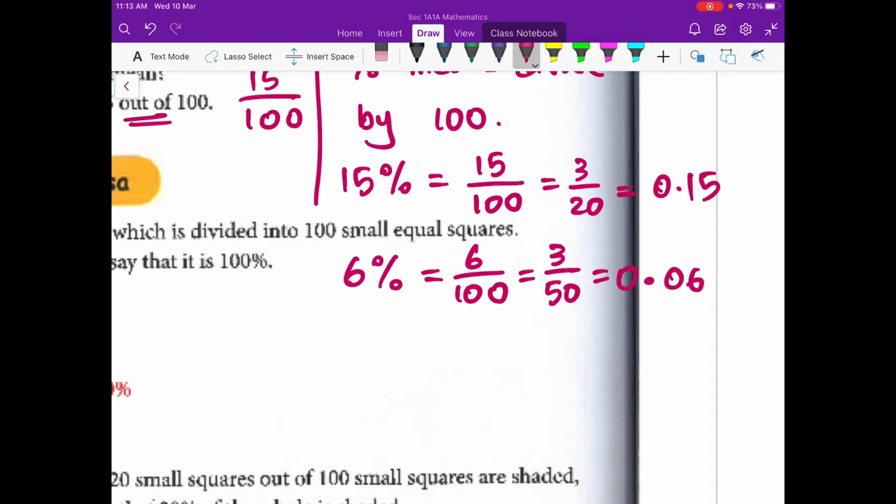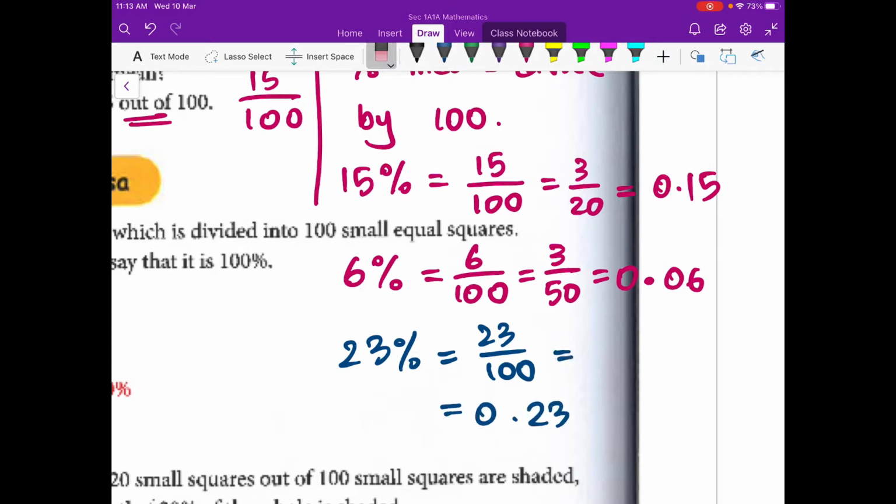Okay, one final example. Instead of 15 and 6, let's choose another number. Let's say we have 23%. What is 23% equal to? Okay, so we must remember the percent means over 100. That's all that there is. 23 over 100. Can I write it as a decimal? How much is that? 0.23, yes. Okay, make sure you have these examples in your textbook right now.